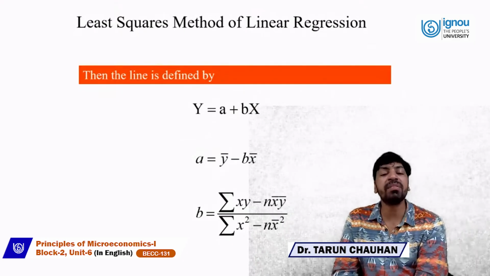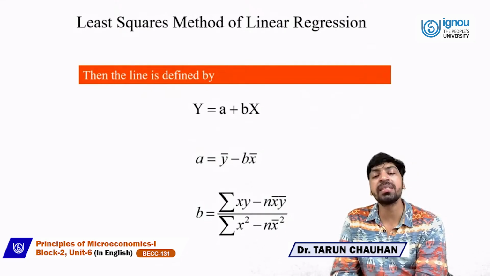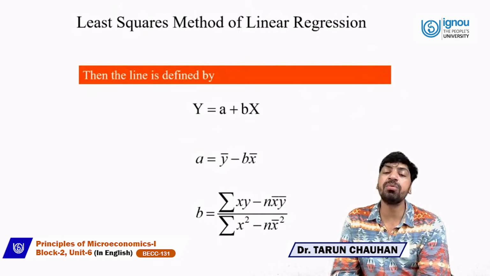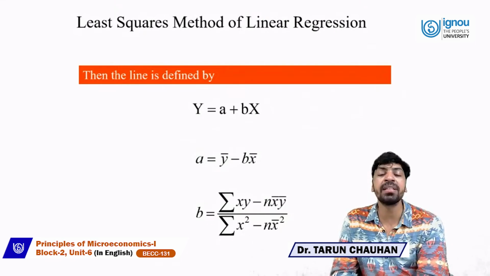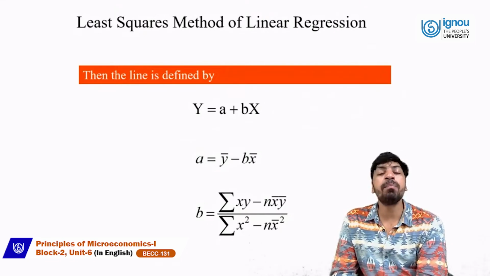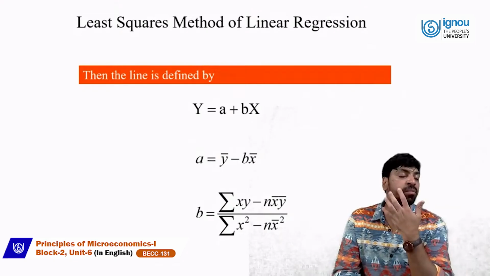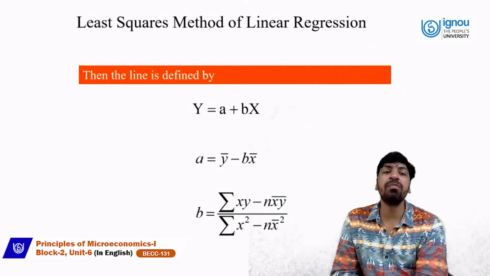How to calculate the b variable: it is sigma xy minus n times x bar y bar. What does xy bar mean? Once you calculate the xy sum, divide it by the number of items, and you will get the xy bar. Then divide by sigma x square minus n x bar square. Whatever the mean has been calculated for variable x, just square it, and you will get the value of b.